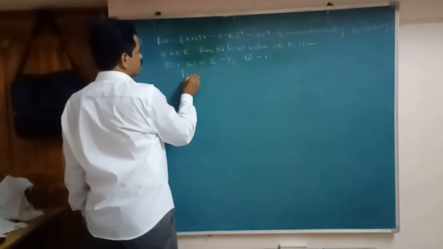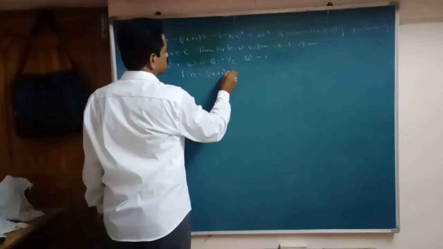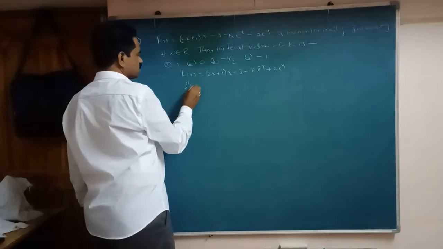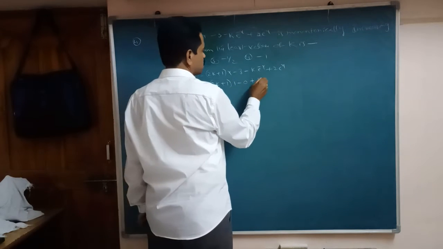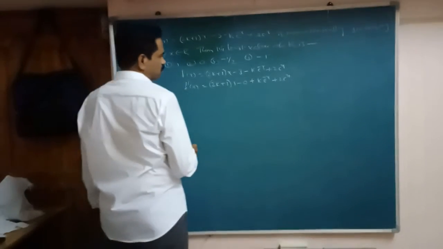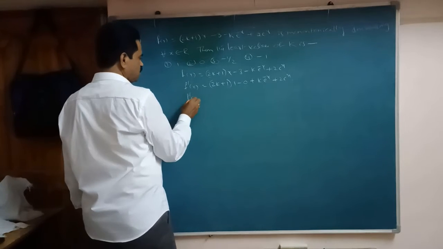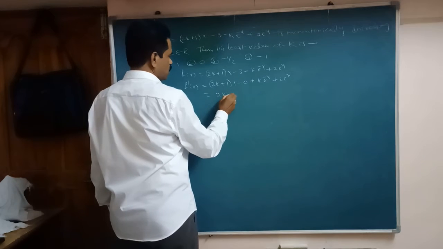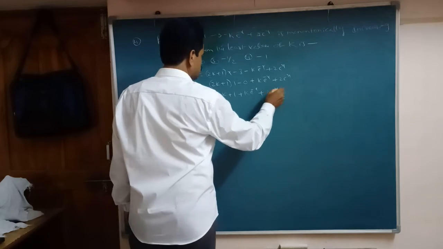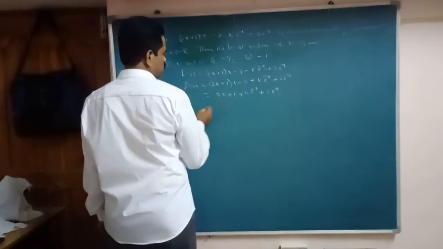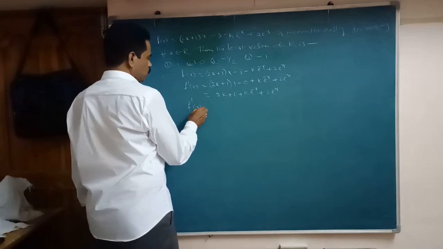So f of x is (2k plus 1) into x minus (3 minus k) into e power minus x plus 2 into e power x. Then f dash x equals 2k plus 1 plus k into e power minus x plus 2 into e power x. Okay, now f dash x equal to 0.